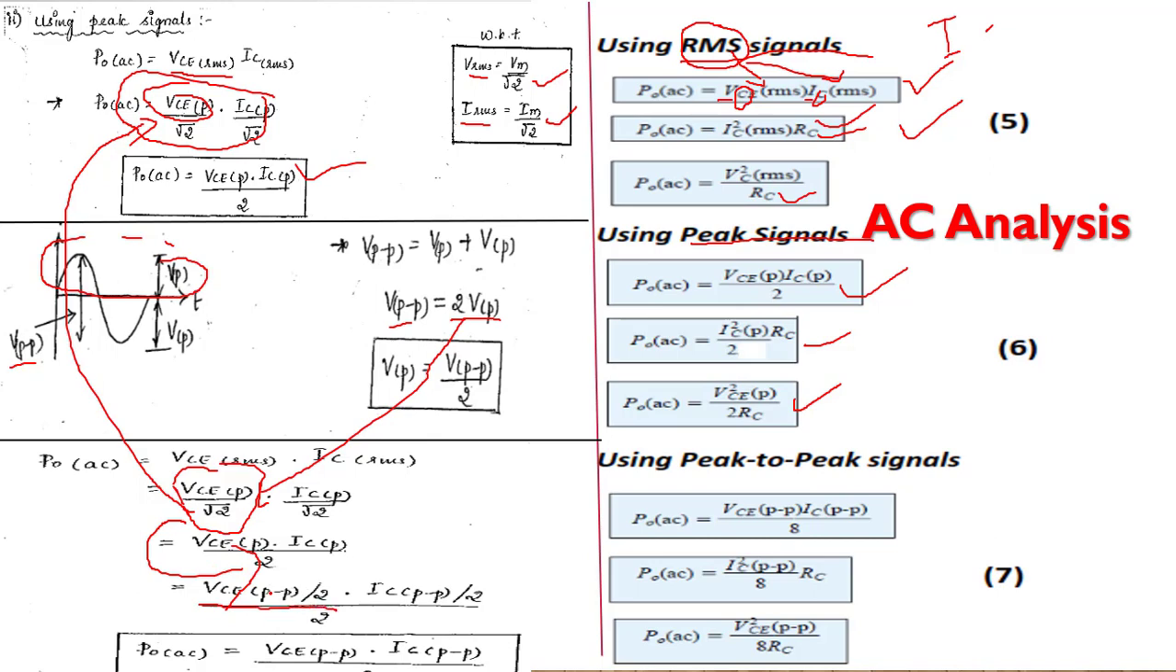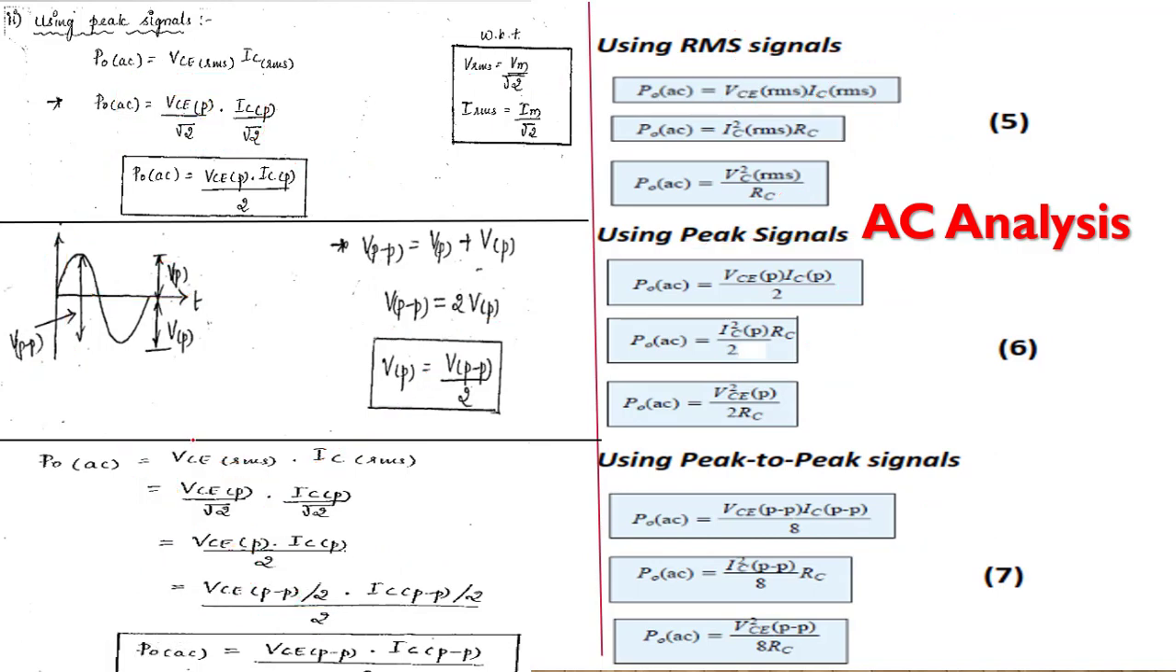See, VCE peak to peak by 2, the same way IC peak to peak by 2. So with divided by 2 into divided by 2 divided by 2, I am getting 8 times here. So my answer is VCE peak to peak into IC peak to peak divided by 8. Once again, if you want you can calculate: I originally take VCE RMS and IC RMS, convert into the peak form, then convert into the peak to peak form, then simplify. If you do all these steps, I am getting the peak to peak signal.